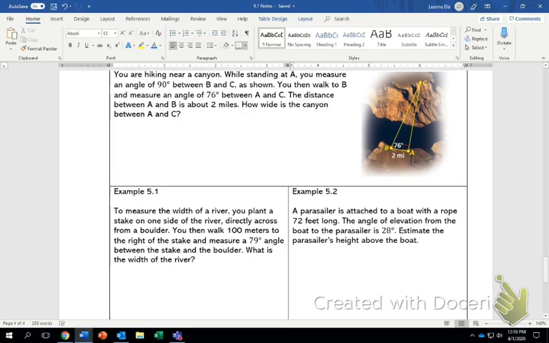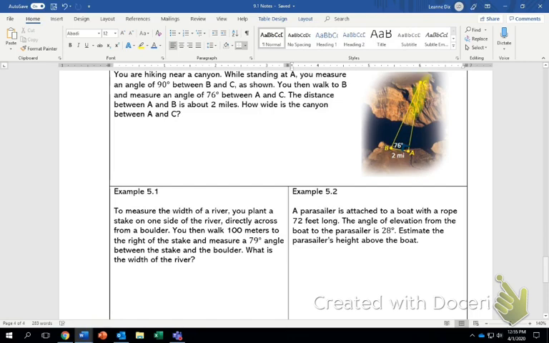It says you are hiking near a canyon, and while standing at A, you measure an angle of 90 degrees between B and C as shown. So it gives you this picture, and I'm just going to highlight that right angle at angle A this time. It says you walk to point B, and you measure an angle of 76 degrees between A and C, and the distance between A and B is about 2 miles. How wide is the canyon between A and C?